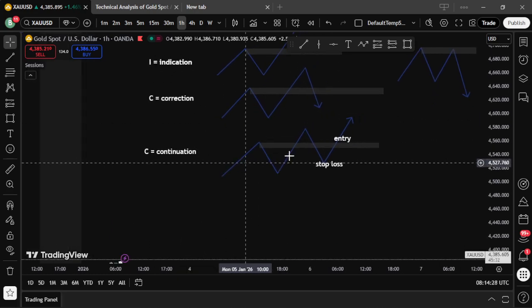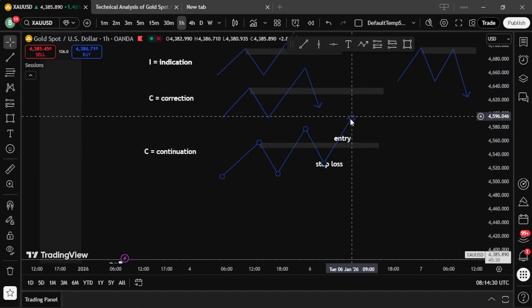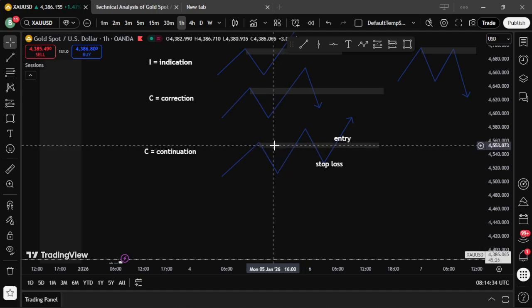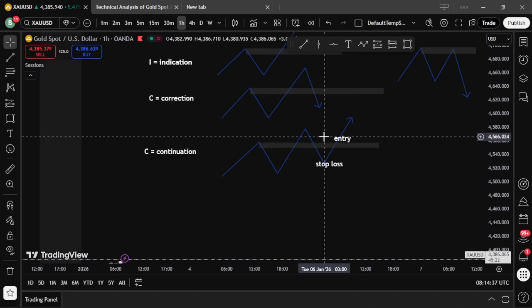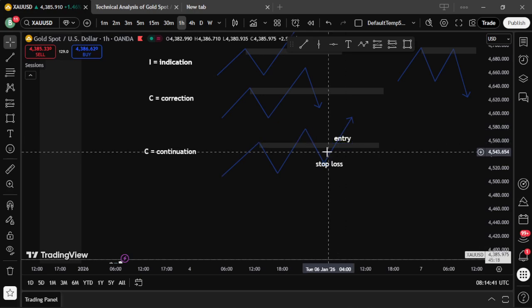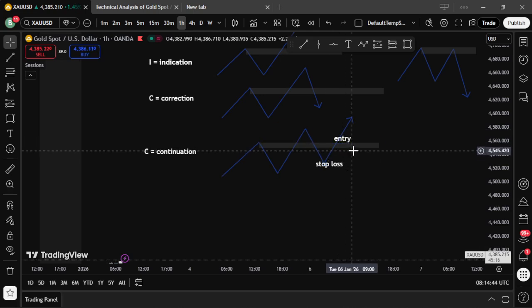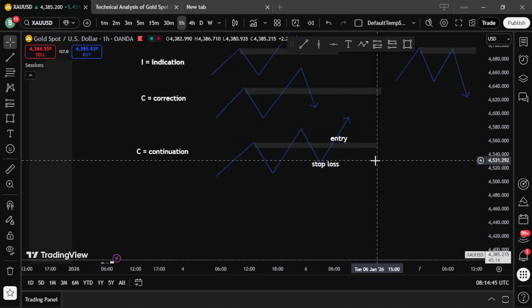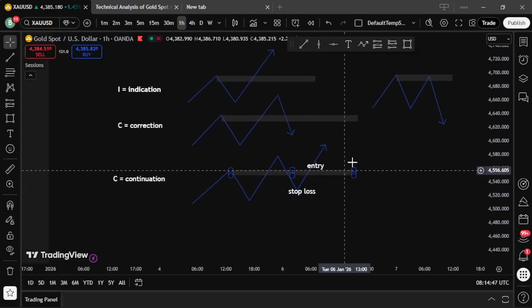That is the continuation. You wait for the market to come back above the what? The zone of indication, so this area over here. And after that, this is where you enter the market. Now, you don't have to wait for a close of a candle or something of that sort, because by the time you do that, a lot of the move might have already been gone.